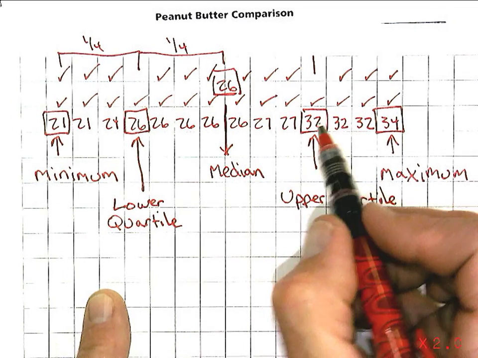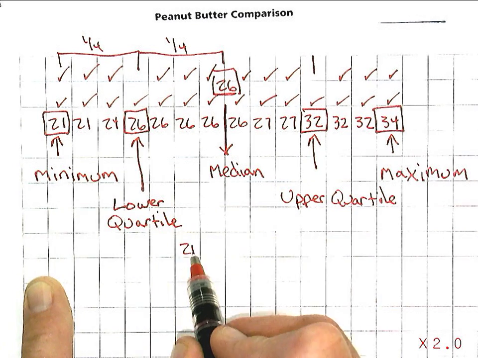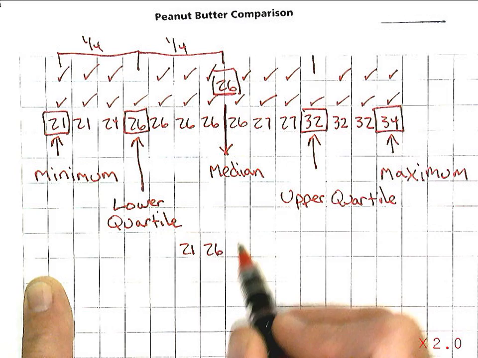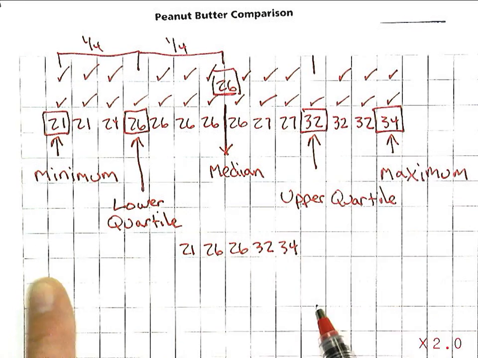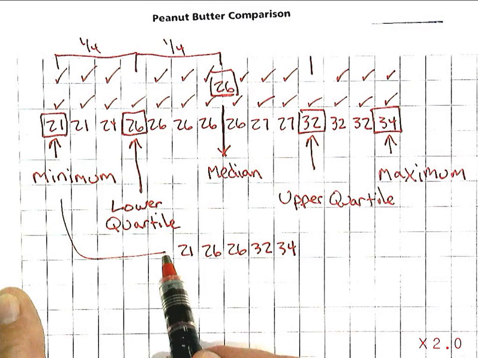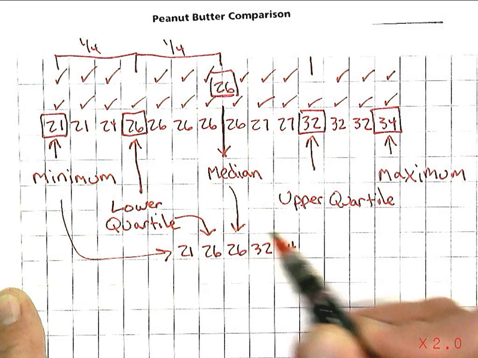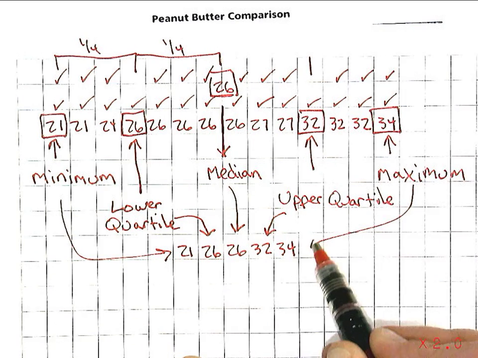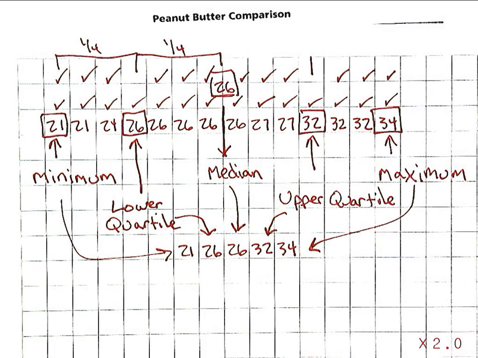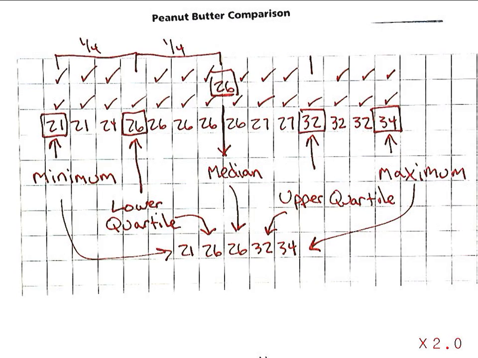And so now I actually have the 5-number summary: 21, 26, 26, 32, and 34 are the 5 numbers represented with the minimum, lower quartile, median, upper quartile, and maximum. And the purpose of finding those 5 numbers is so that you can make something called a box and whisker plot. So I'm actually going to go ahead and do that.